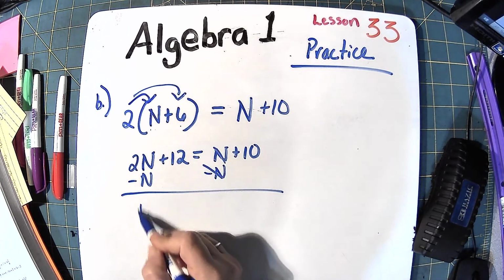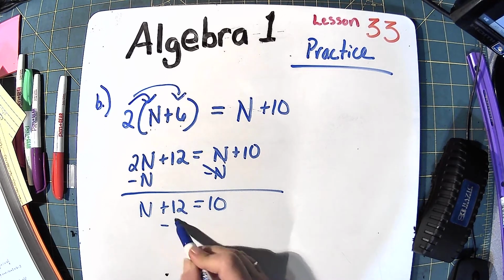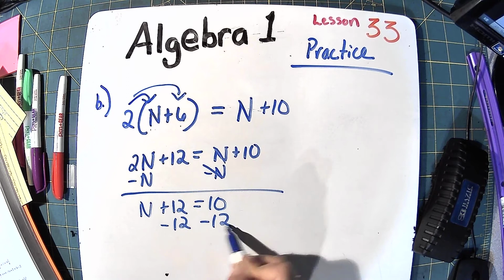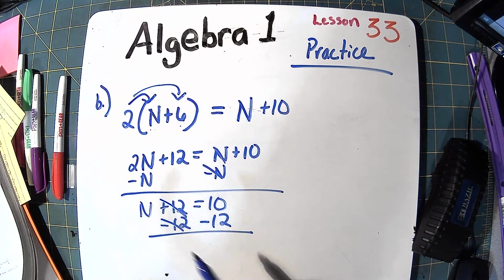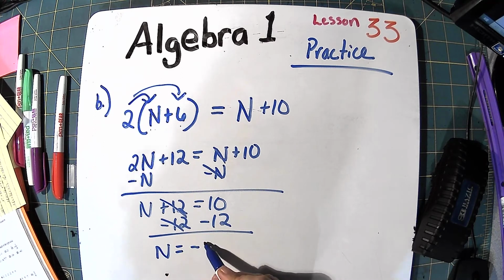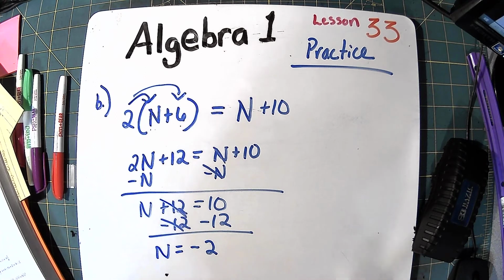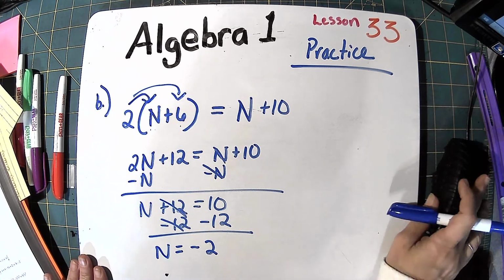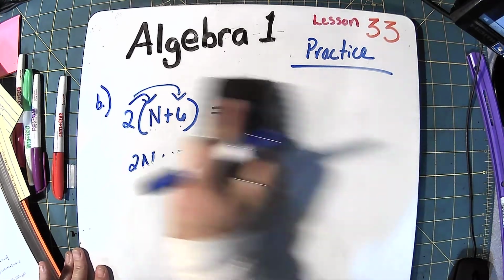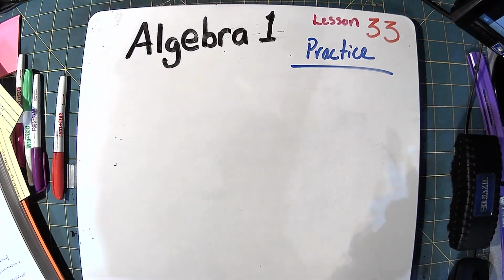Now I am going to get my n's together, and I'm going to get 1n right here plus 12 equals 10, and then I'm going to subtract 12, and I'm going to get n equals negative 2. Yep, n equals negative 2. So easy peasy on those. In the examples, they always give you really hard ones, and then your actual problems usually aren't that hard.